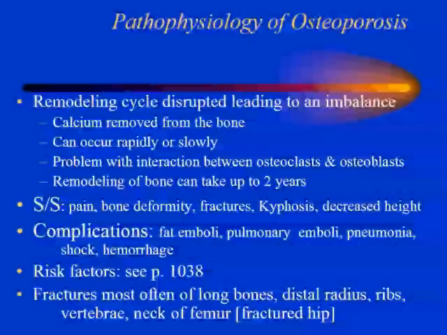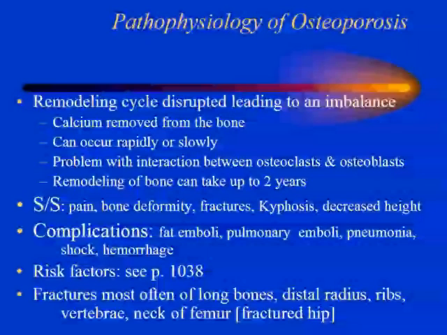Remodeling of the bone can take up to 2 years. Remember, your osteoclasts break down and your osteoblasts build. And this can take up to 2 years to fix. Symptoms are bone pain, bone deformity, fractures, kyphosis, which is an abnormal curvature of the spine, and a decrease in height. Complications are fat emboli, pulmonary emboli, pneumonia, shock, hemorrhage. Risk factors are on page 1038.